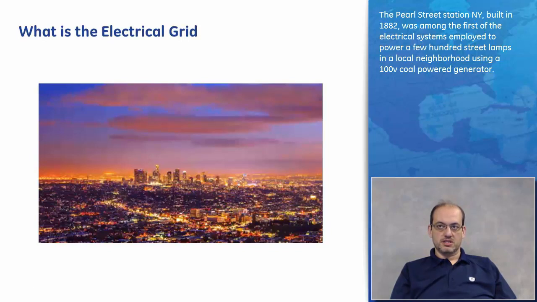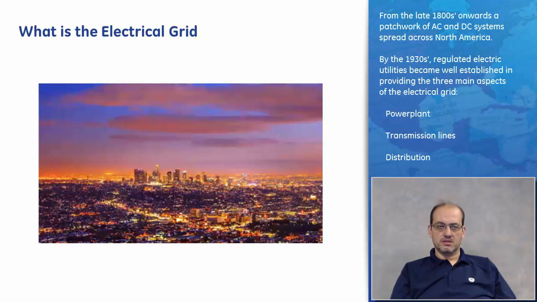The Pearl Street Station, launched in 1882 in New York City, possibly was among the first of these systems to power a few hundred street lamps in a neighborhood, using a 100-volt generator that burned coal for power. From the late 1800s onward, a patchwork of AC and DC grids cropped up across North America. By the 1930s, regulated electric utilities became well established, providing all three major aspects of electricity: power plant, transmission lines, and distribution.